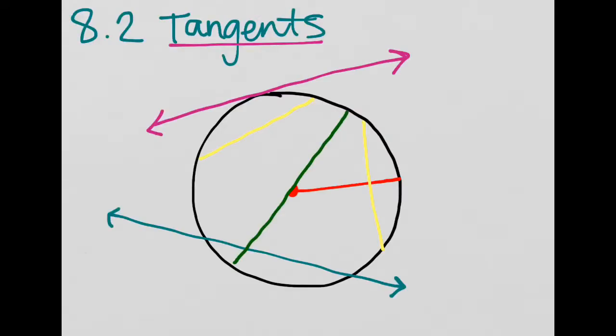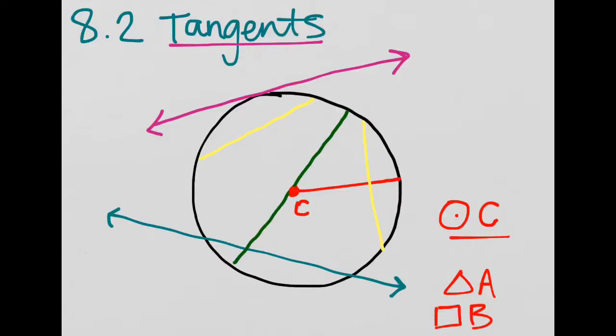Okay, so 8.2 tangents, label this in your interactive notebook. Let's start with a little bit of review. So we have a circle, and we've got this center point, and a circle is named after its center. So if this was a C, then this would be called circle C, and that's how we would write it. Just like we might write triangle A, or rectangle B, we will call this circle C, okay? So let's talk a little bit about some of these points on here, or lines as well.